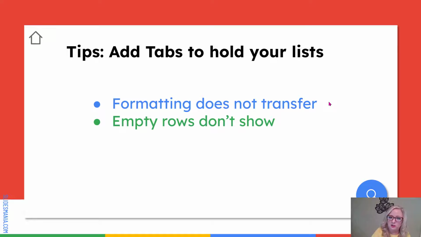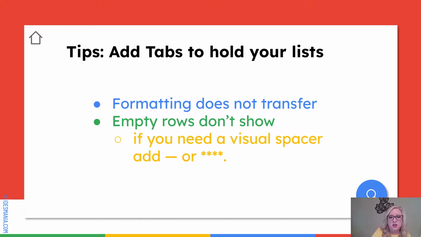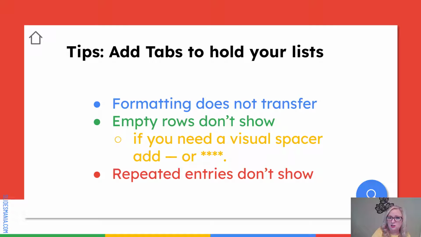So if you're relying on empty rows as a visual reference, put in a placeholder like a dash or stars or something like that. And repeated entries of the same thing don't list. So if you put in 1 star to be a placeholder, maybe put in 2 stars for the next one to be a placeholder. Let me show you what that looks like.